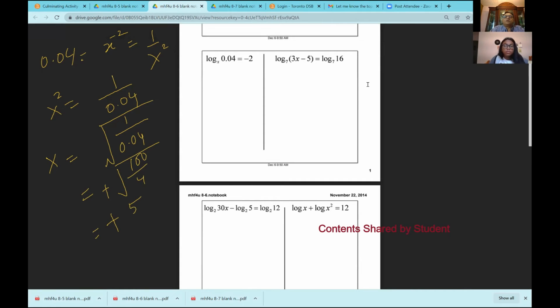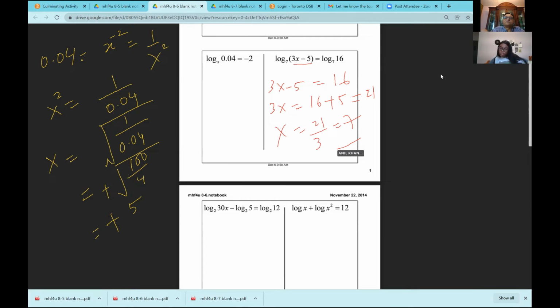Next question. Log to the base 7 of 3x minus 5 is log to the base 7 of 16. So basically, in that one, just equate these two. So we get 3x minus 5 equals 16. And we have 3x equals 16 plus 5, which is how much? 21, right? And then divide 21 by 3, and you get 7 as your answer. Is that clear?